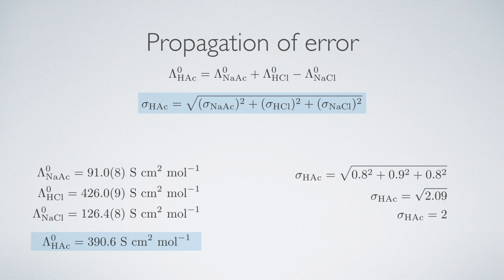This means that I need to round my value for the limiting molar conductivity of my acetic acid to reduce the number of significant figures. If the uncertainty is in the number immediately before the decimal place, there is little point in me reporting the number after the decimal place. So I've reduced my answer from 4 significant figures to 3.